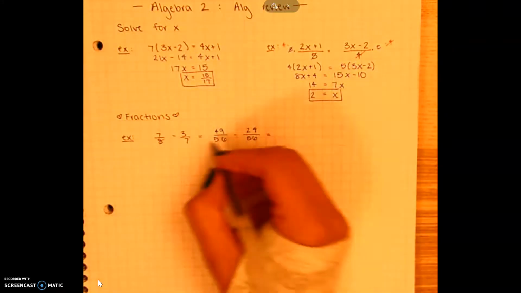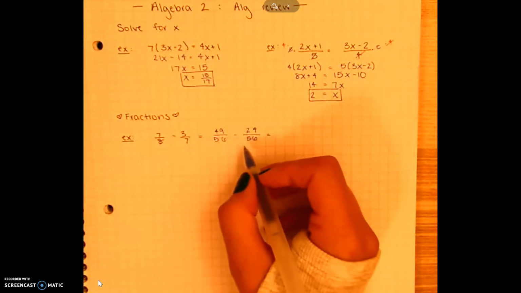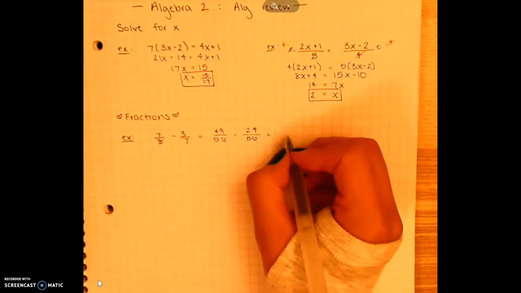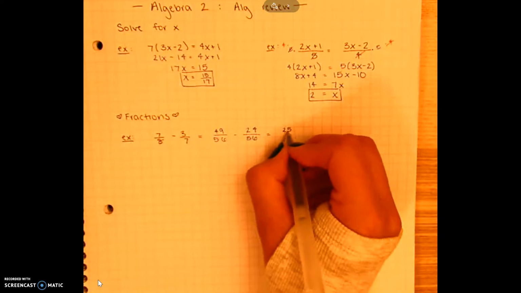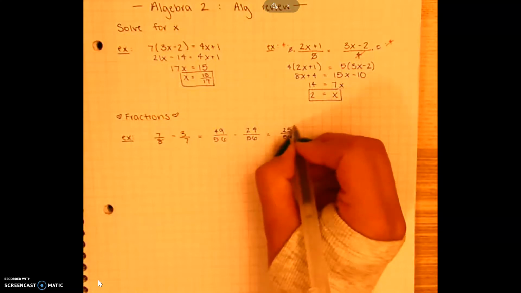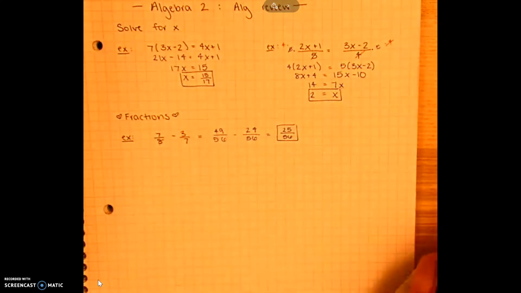And now I can just subtract, and the denominator stays the same. So this is going to be 25 over 56, and we are done. That can't be simplified.